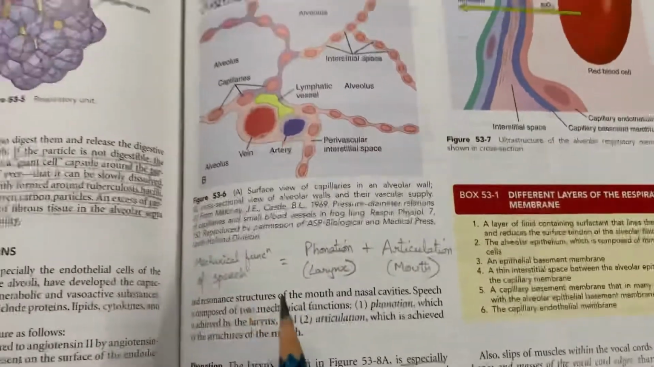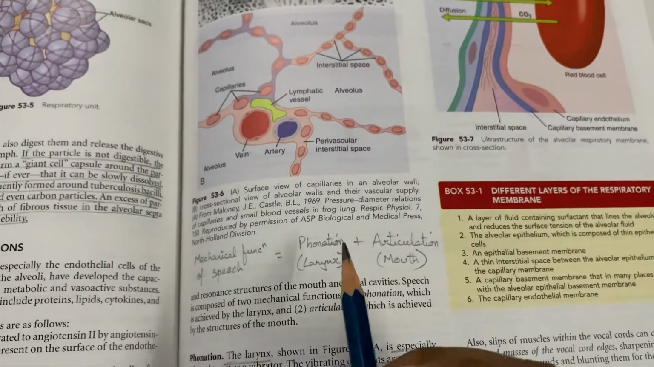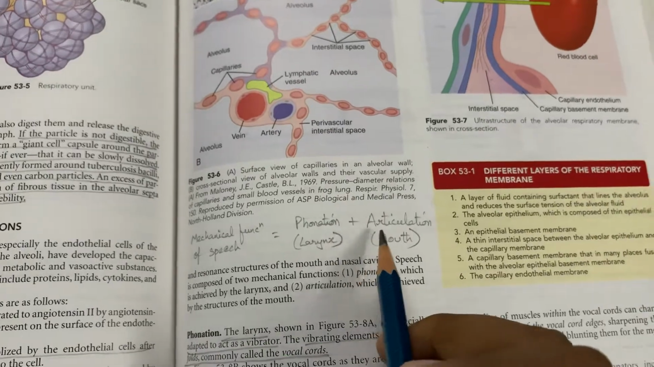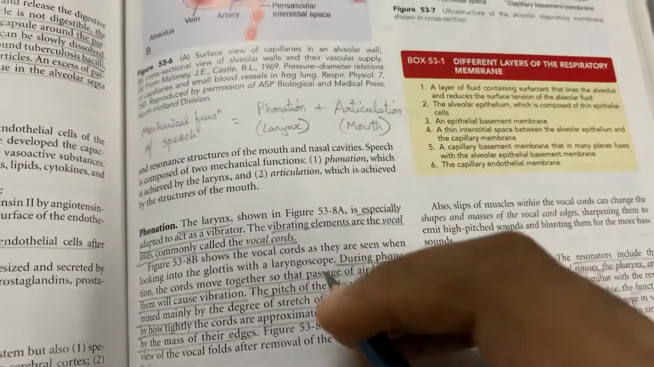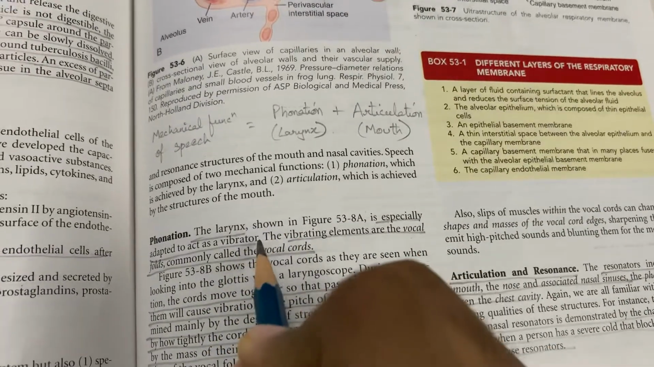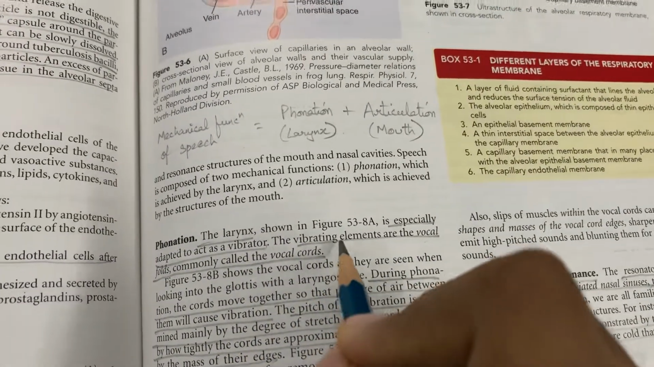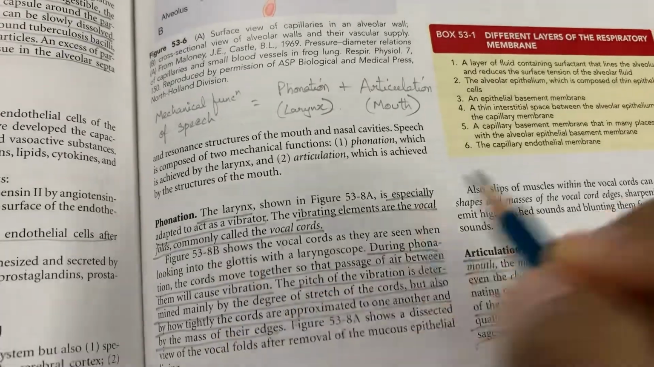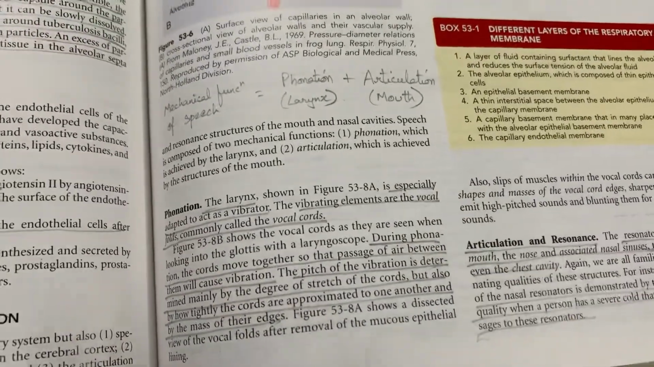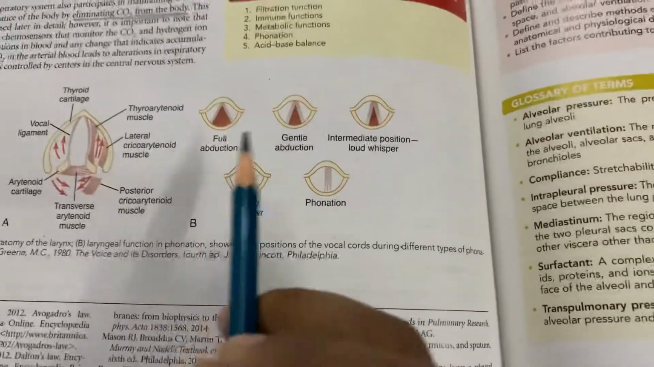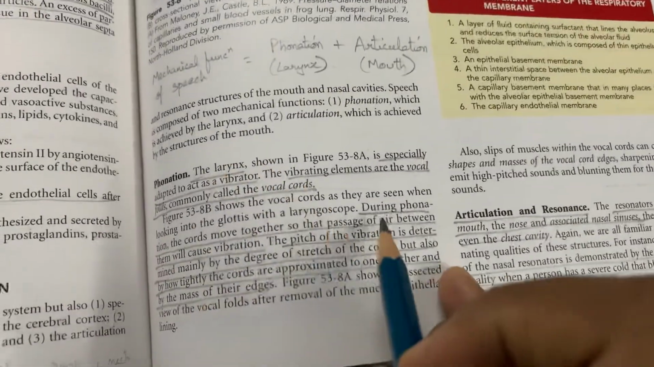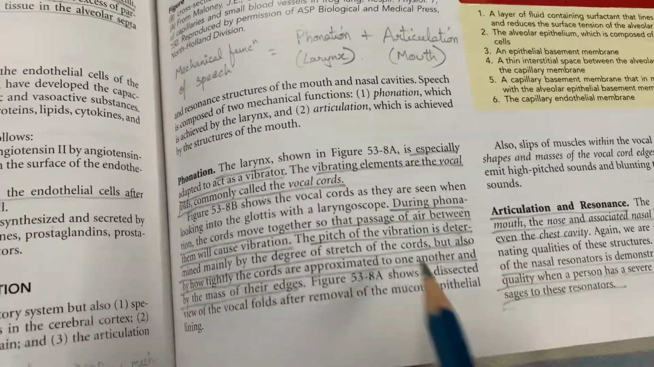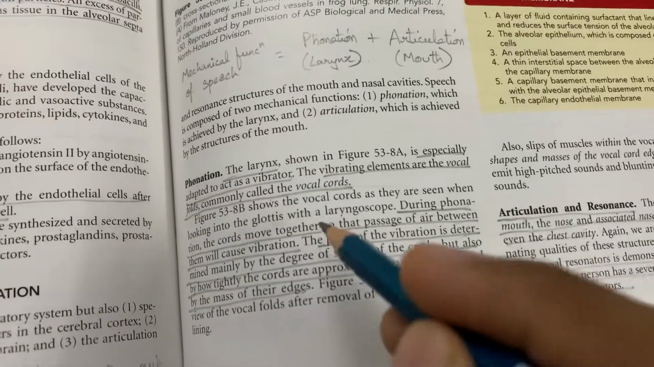When we talk about the mechanical functions of speech, it includes laryngeal phonation plus articulation. So what is phonation? It refers to vibration, okay? The larynx acts as a vibrator. It is called the sound box. The vibrating elements are the vocal folds, which are commonly called the vocal cords. As you can see here, this is a picture of the vocal cords. During phonation, the cords move together so that the passage of air between them will cause vibration.